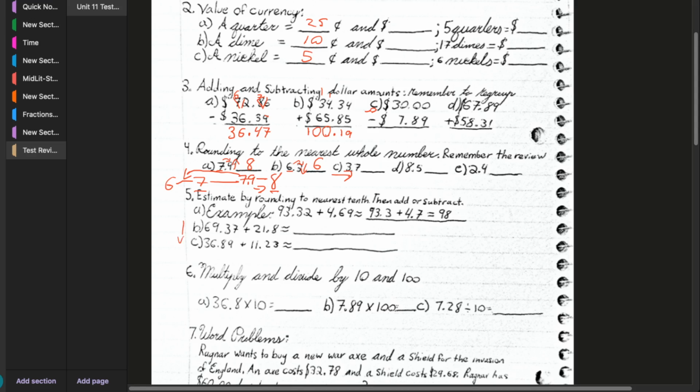So 93.32 plus 4.69. What it's asking you to do is round to the nearest tenth this time. So the tenths are here and here. And so you're deciding whether it's going to be 6 or 7 or 3 or 4 tenths. Right, so you look at the number over here.